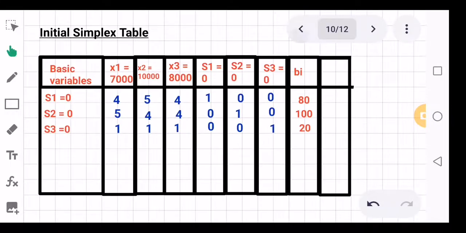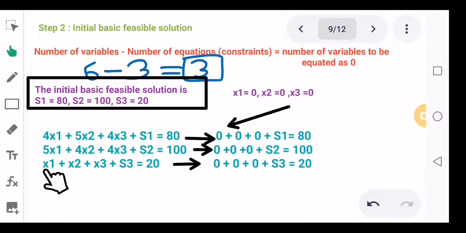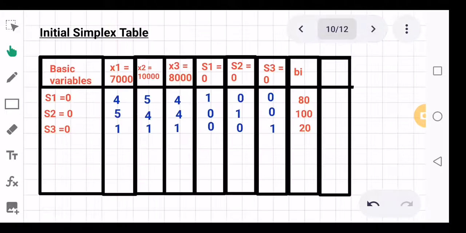Similarly, we did this for the third constraint. Coefficient of x1 is 1, coefficient of x2 is 1, coefficient of x3 is 1, coefficient of s3 is 1. S1 and S2 are not mentioned for the third equation, thus we will be putting 0. We will be considering the coefficients to be 0, that's why it is 0, 0. So that's how we got the values.